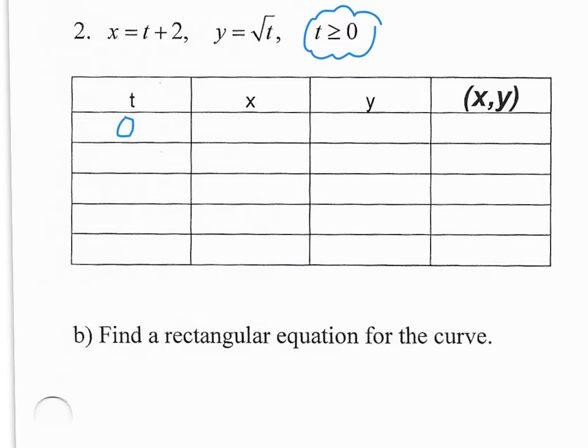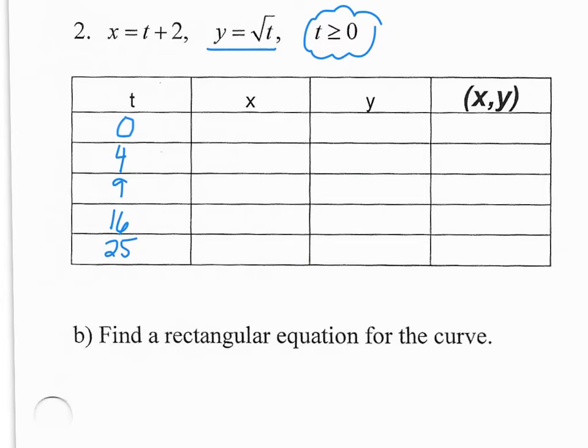What I mean by that is, if you look at the y equation, y equals root t, it would make sense to pick values of t that are perfect squares. So the next value of t I might pick is a 4, and then a 9, and then a 16, and then a 25. All right, that's going to make plotting these a little bit easier. It also means that I might kind of estimate when I go for the graphing part.